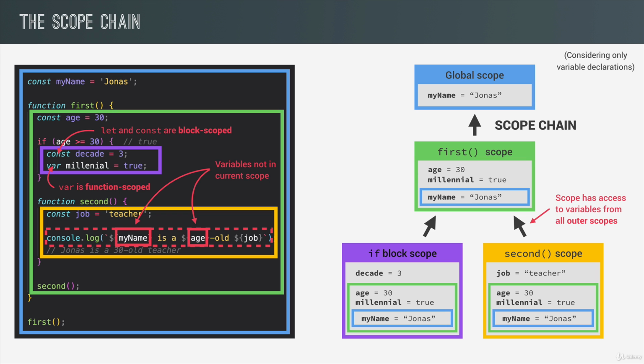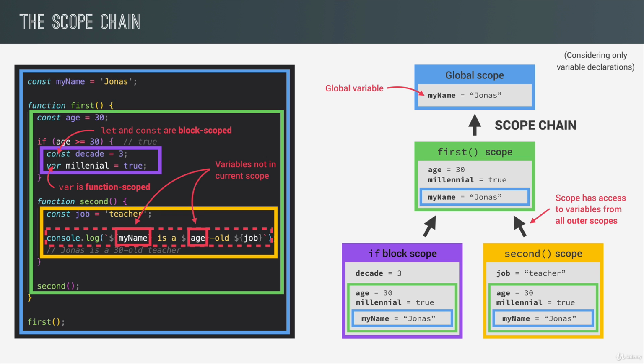That's why I said in the last slide that variables in a global scope are accessible from everywhere. They are because they are always at the top of the scope chain. In fact, we call variables in the global scope global variables. Very creative, right? But we actually use this term a lot in JavaScript.